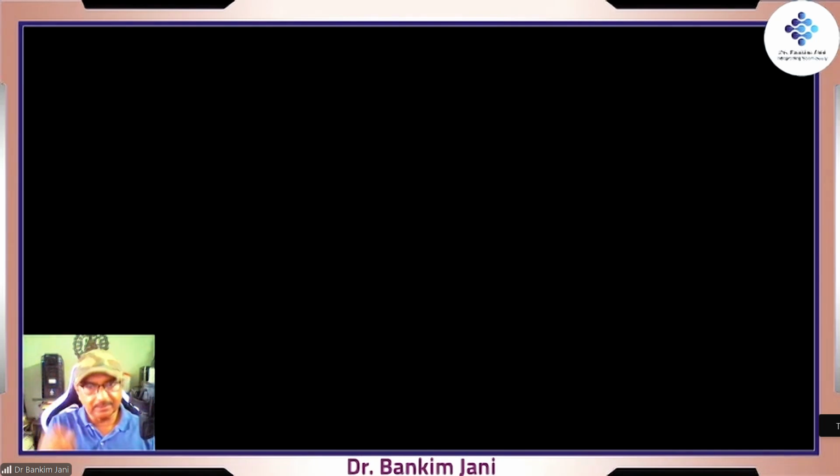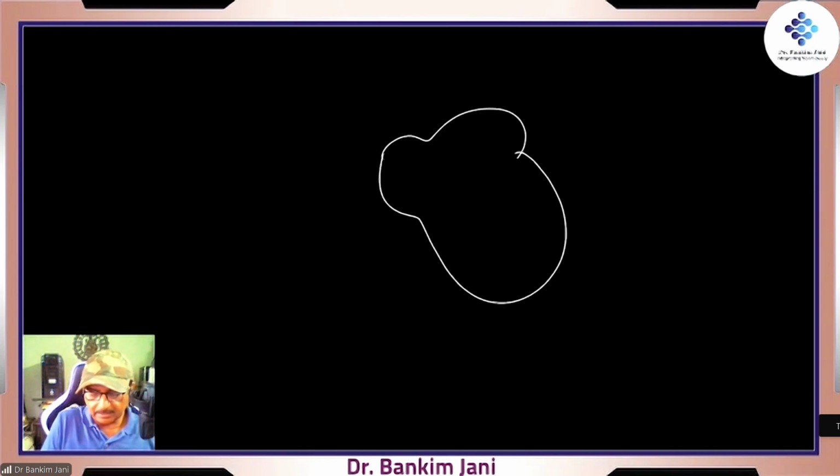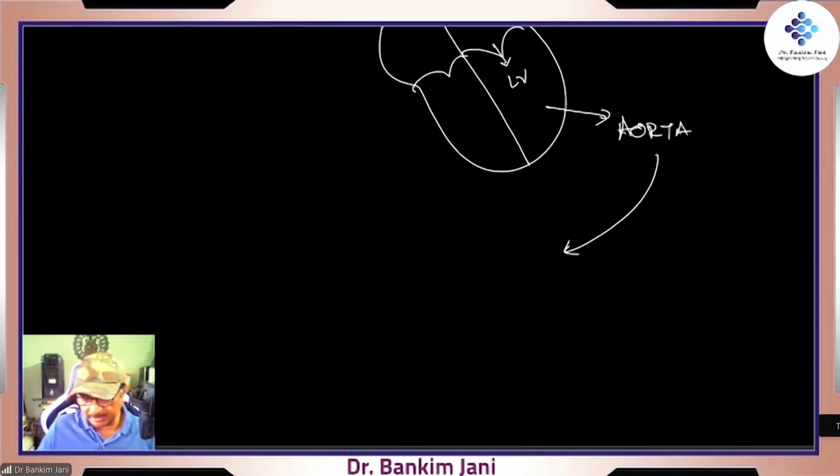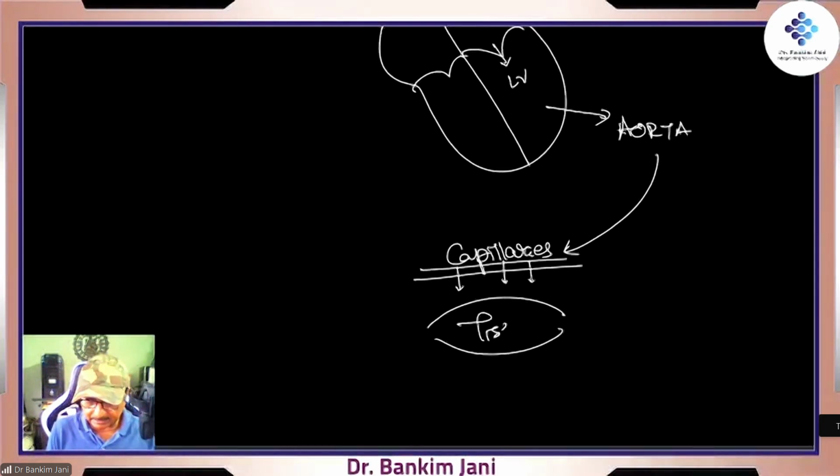So starting with the standard diagram. This is the left atrium, left ventricle, and that's the mitral valve. From here there is the aorta, right? And from the aorta we'll be adding something else, and that is the capillary bed. These are the capillaries which will be giving oxygen. So that's the tissue. Let's say this is muscle, but basically it is the tissue. So oxygen will be given to them, and carbon dioxide will be taken from them.